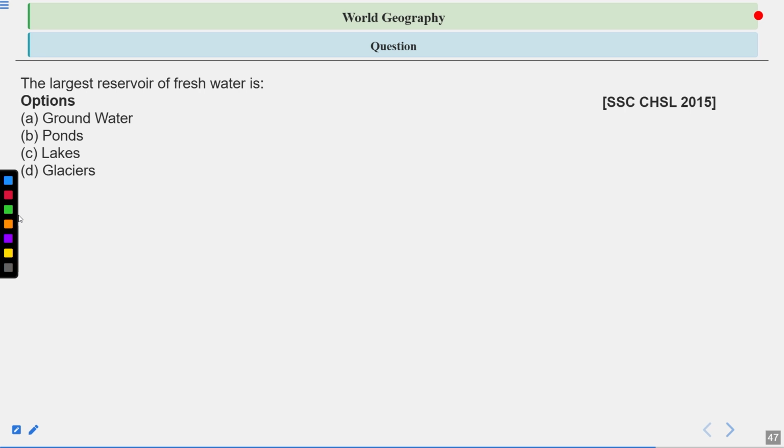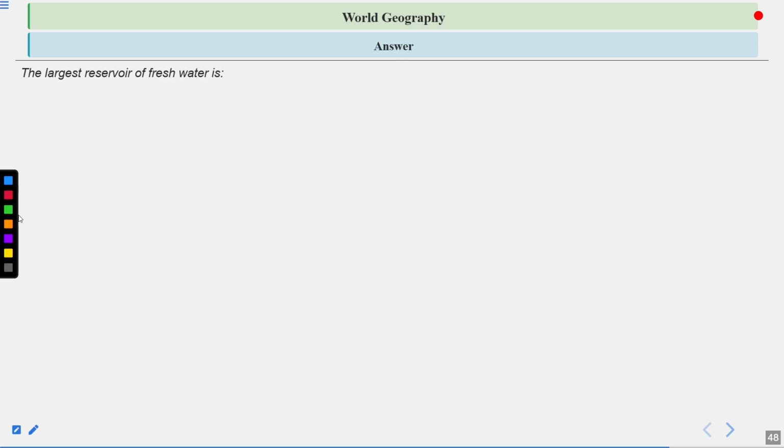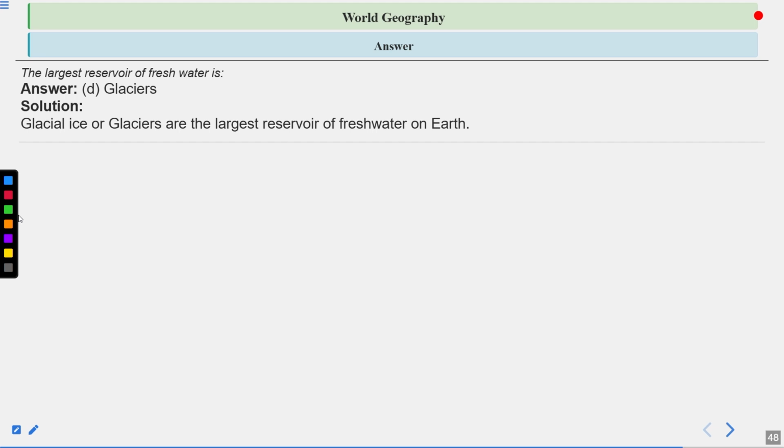The largest reservoir of fresh water is groundwater, ponds, lakes, or glaciers. And if we talk about the largest reservoir of the fresh water, then that is glaciers. So glacial ice or glaciers are the largest reservoir of fresh water on Earth. So correct answer is D.